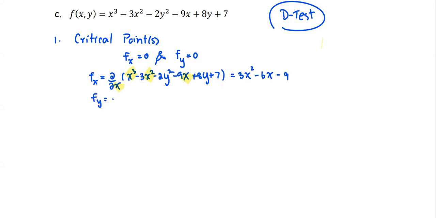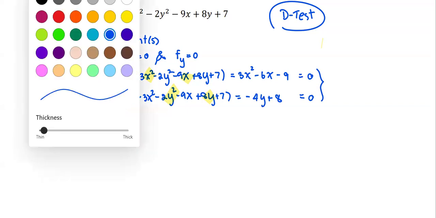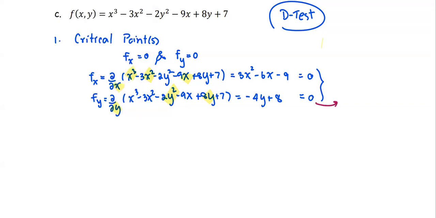And for the partial derivative with respect to y for this given function, we're going to treat y as the variable and the rest as constants. And we will get negative 4y plus 8, and we let them be 0. And we're going to solve for x and y to satisfy these two equations. The one involving x and the one involving y, that might be convenient for us to take care of one at a time.